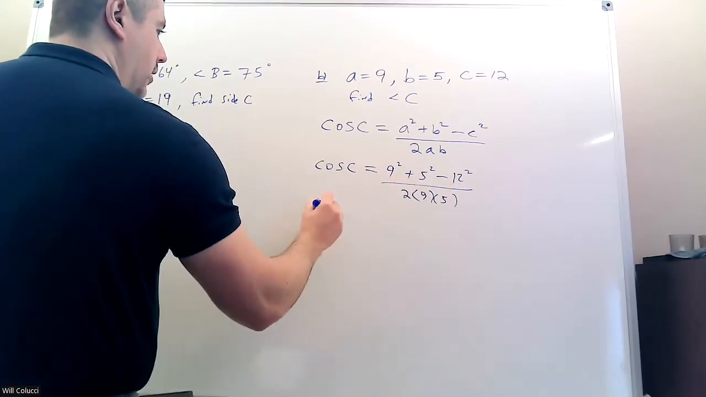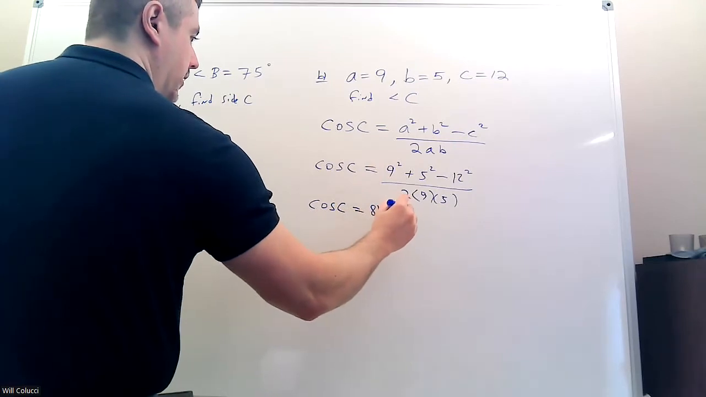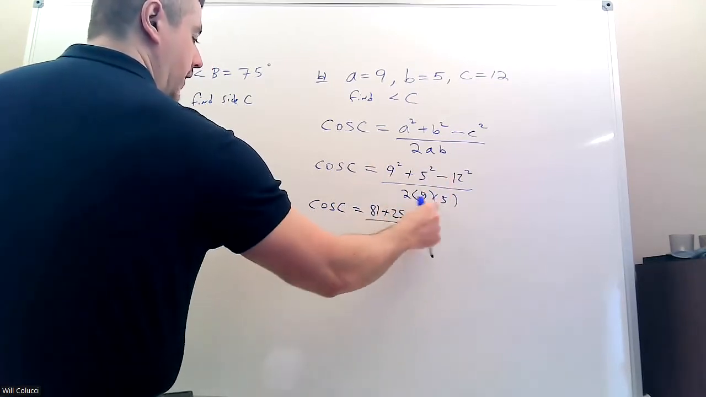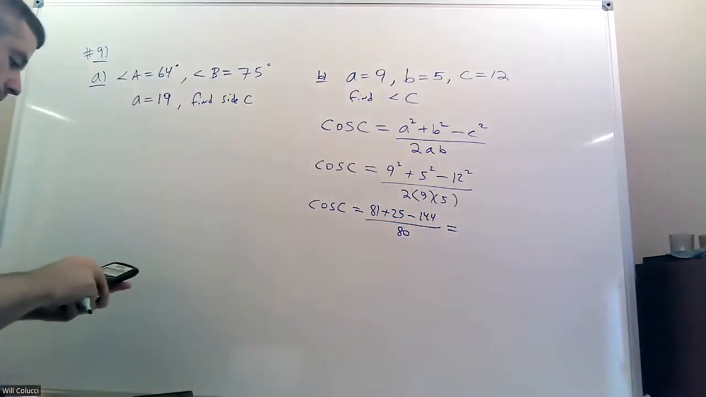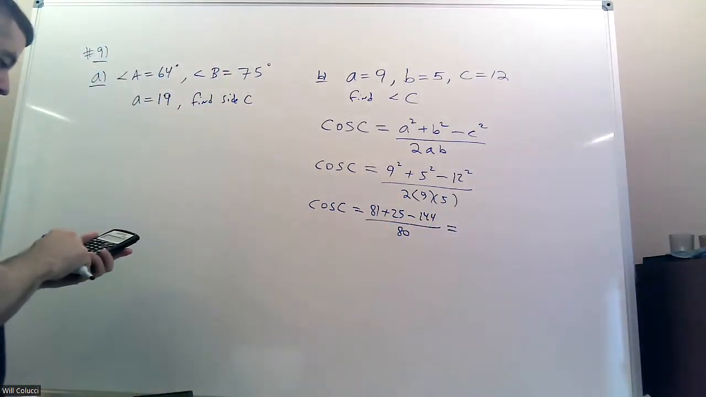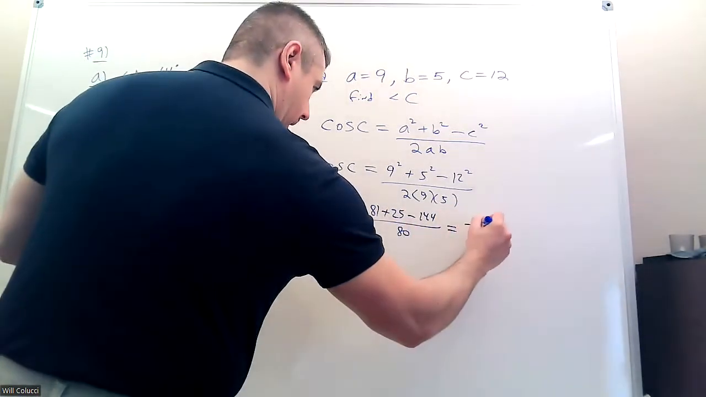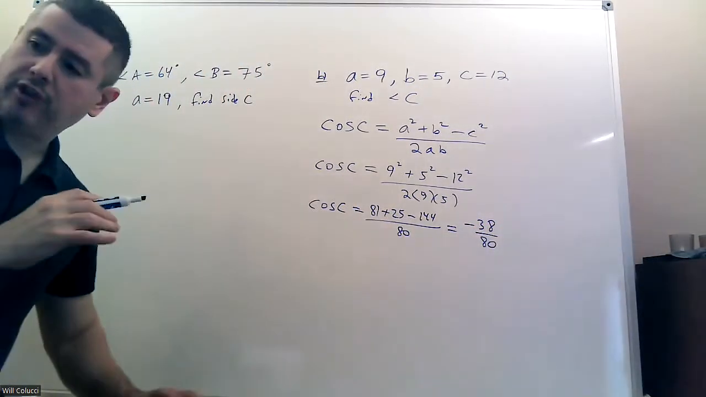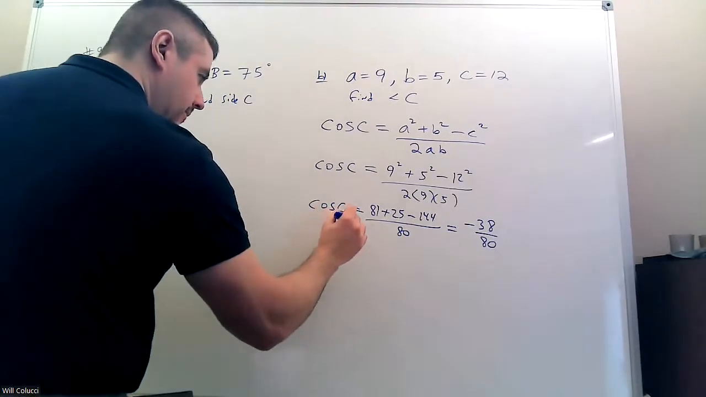All right, now I'm going to multiply it all out. This is 81. This is 25. This is 144. 9 times 5 is 45, times 2 is 90. Even if I can do it in my head, I won't do it in my head, because I'm not a fool. So I get negative 38 on top and I get 80 on the bottom. So I have that cosine C equals negative 38 over 80, but I want C.